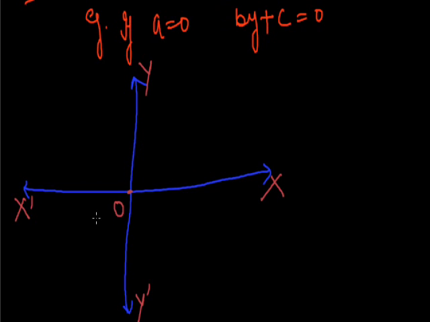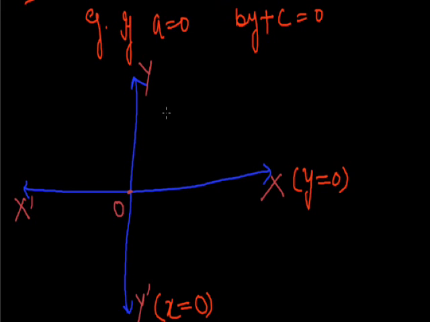Now, the property of the x-axis is that on each and every point on this axis, y is 0. That means we can say that the equation of the x-axis is y equals 0. Similarly, on the y-axis, each and every point has the x value 0. So we can generalize the y-axis by x equals 0, or its equation is x equals 0.